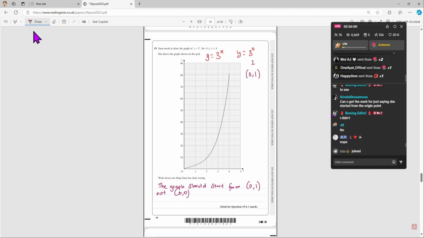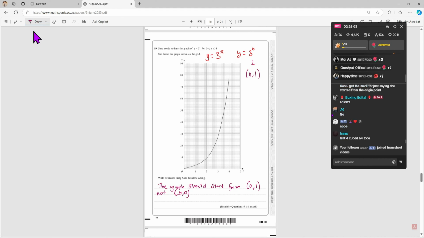Can you get the mark for just saying she started from the origin point? No, you have to also say where it needs to start from. You should say where it needs to start from and say it shouldn't start from the origin point. Okay?